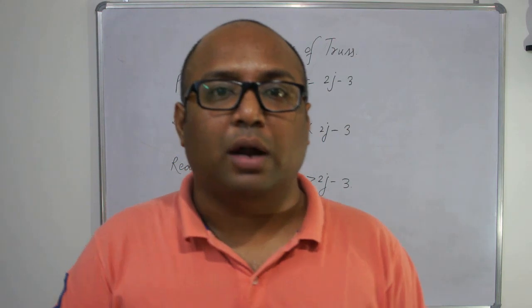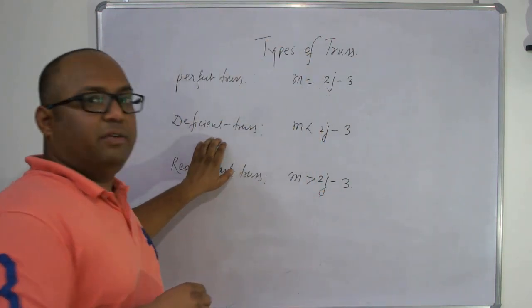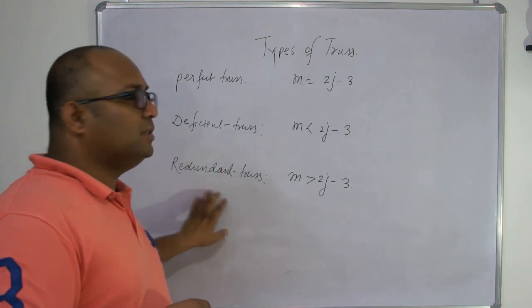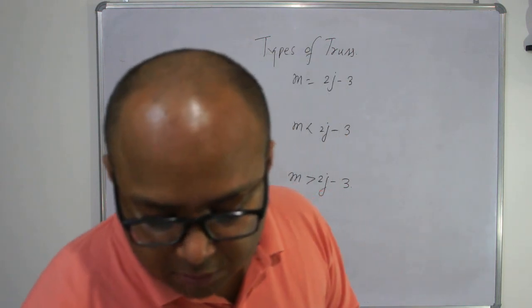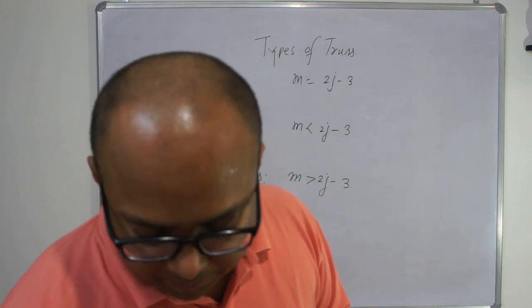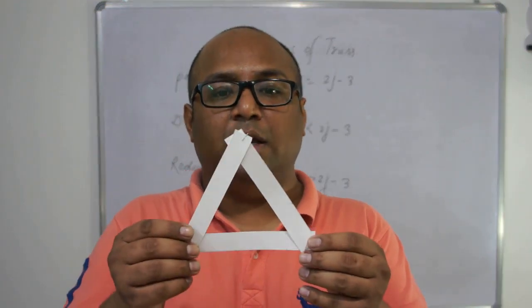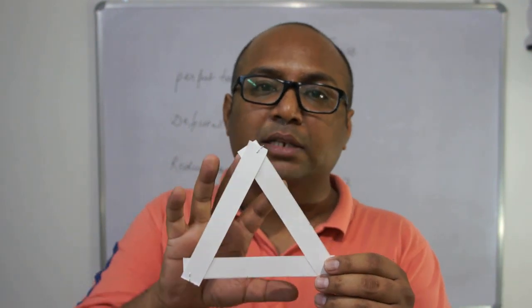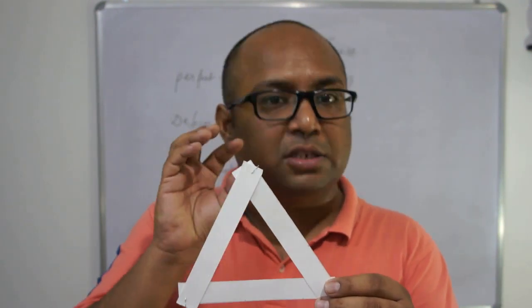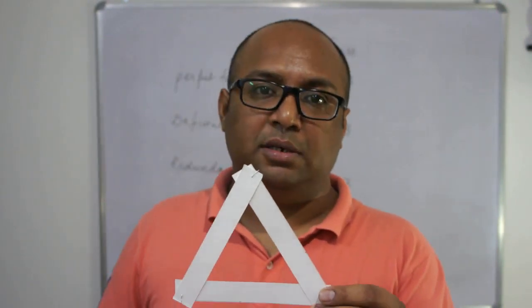Okay? So there are three types of truss which you have to understand. The first one is called perfect truss. The second one is deficient truss. And the third one is redundant truss. Let us try to understand it with a small example. Okay? So this is the case of a perfect truss, in which there is no relative motion between the members. The structure is completely constrained and relative motion does not exist between members.